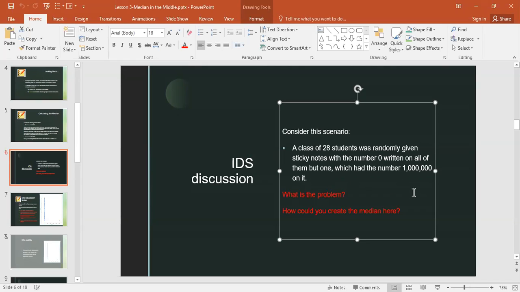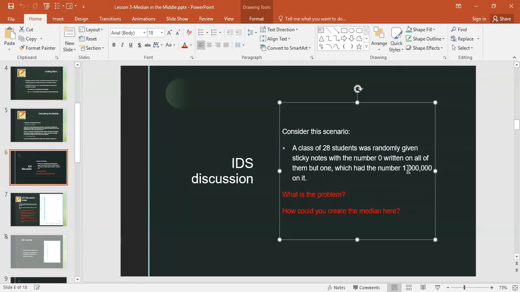That's a huge outlier. This is what we would call an outlier, guys. You have all these values of 0, and then you have an outlier that's like a million. 0 to a million is huge, and there's nothing in the middle, right? So how would I create the median here? What's a good way of finding the median of this data? I have 27 zeros, 1 million, right? How would I go about finding this median?